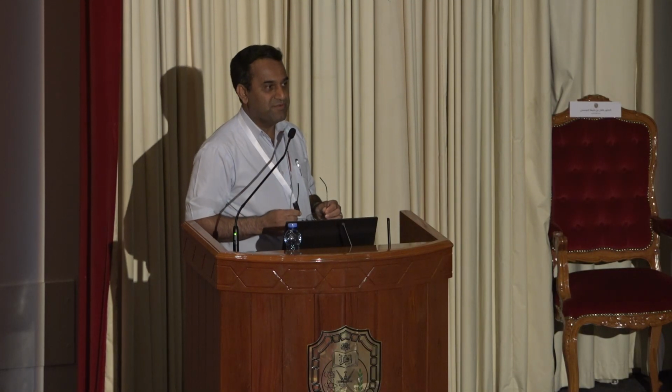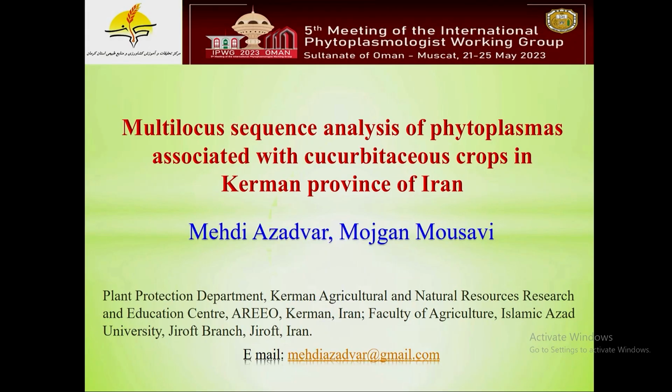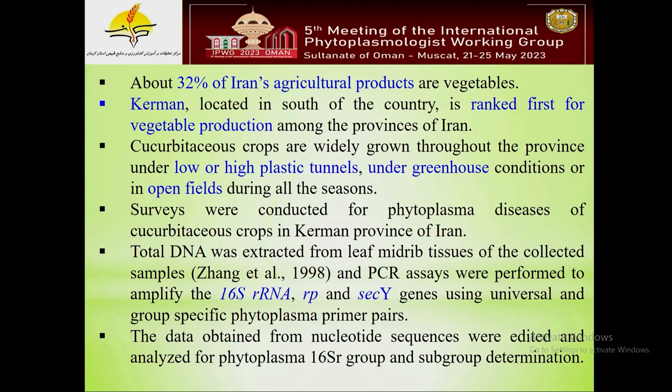Very good morning, everybody. Now I'm going to present my research work, multi-locus sequence analysis of the phytoplasmas associated with cucurbitaceous crops in Kerman province of Iran. Almost one third of the agricultural products in Iran are vegetables, and these are very important agricultural products. My province, Kerman, is ranked first for vegetable production among the Iranian provinces.